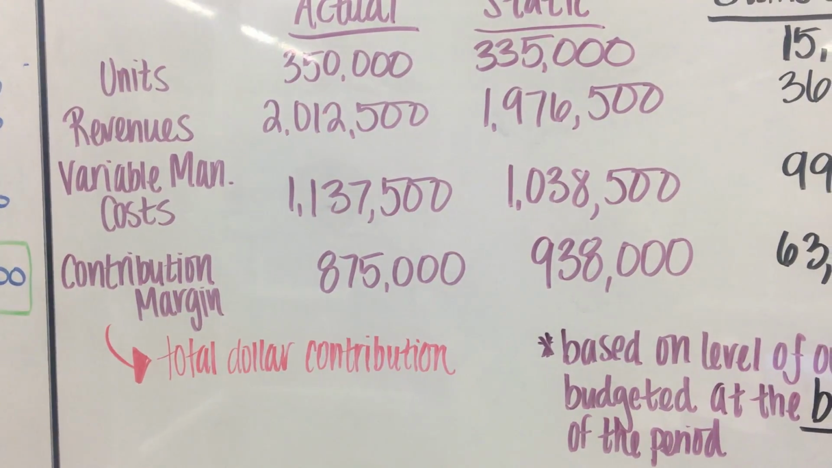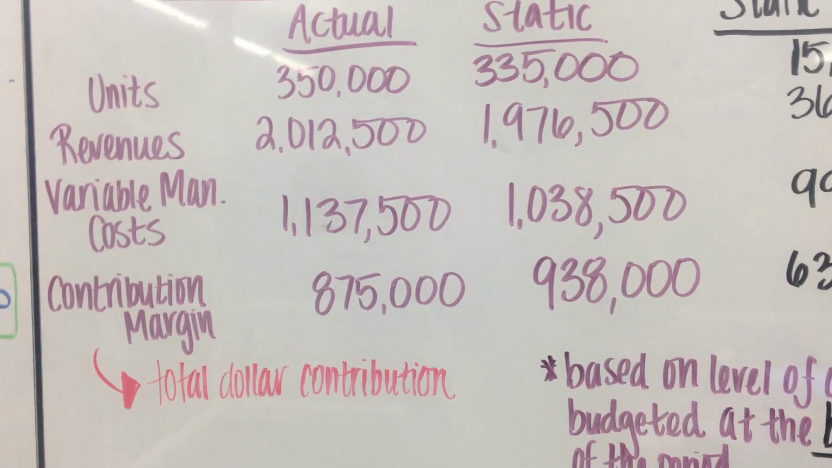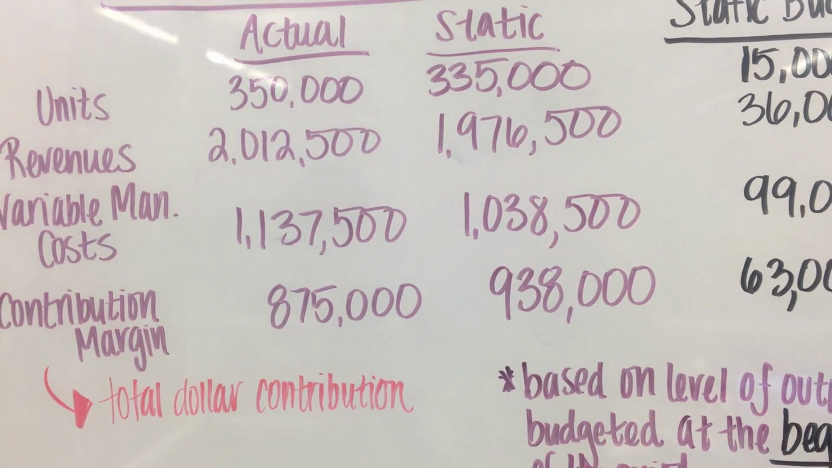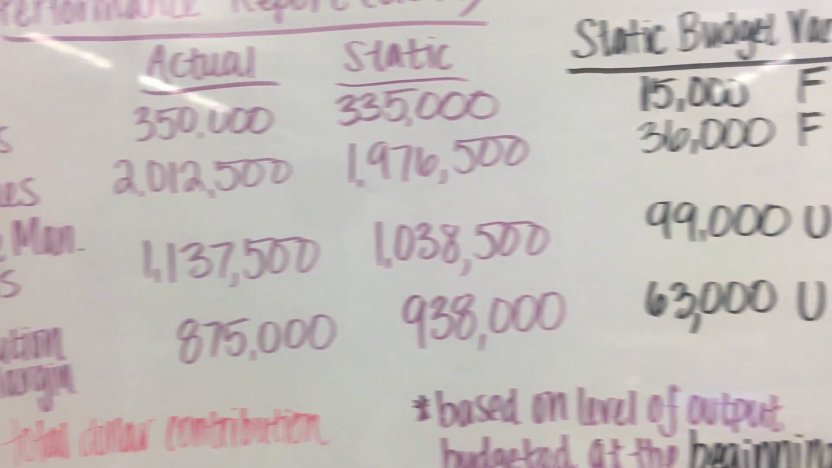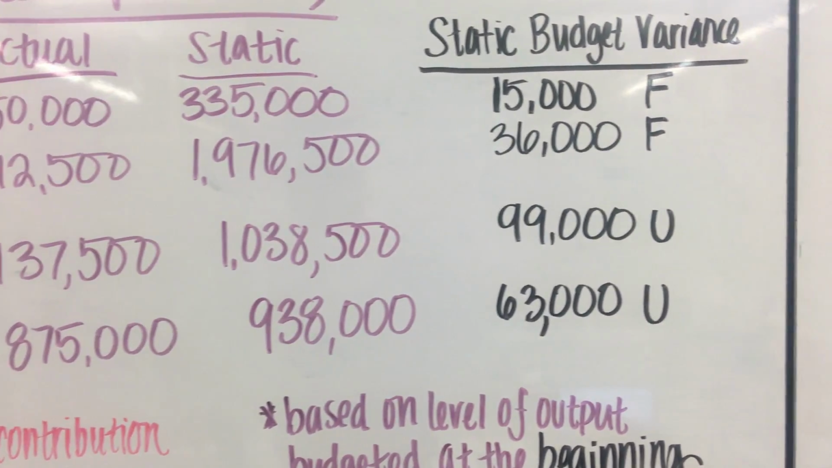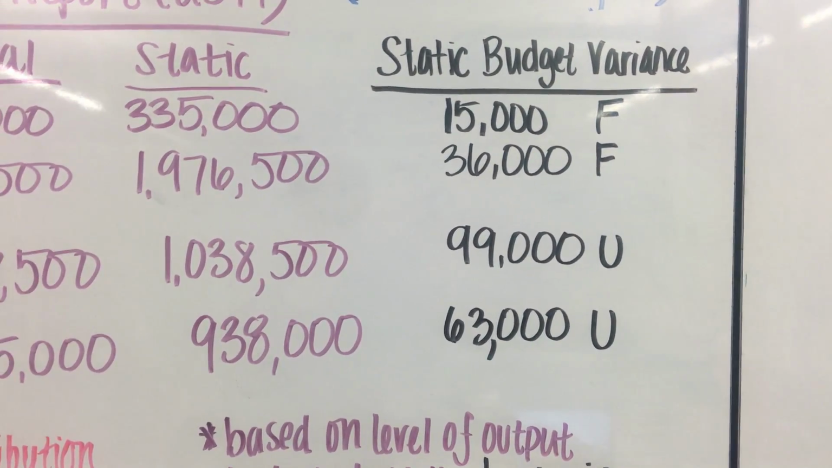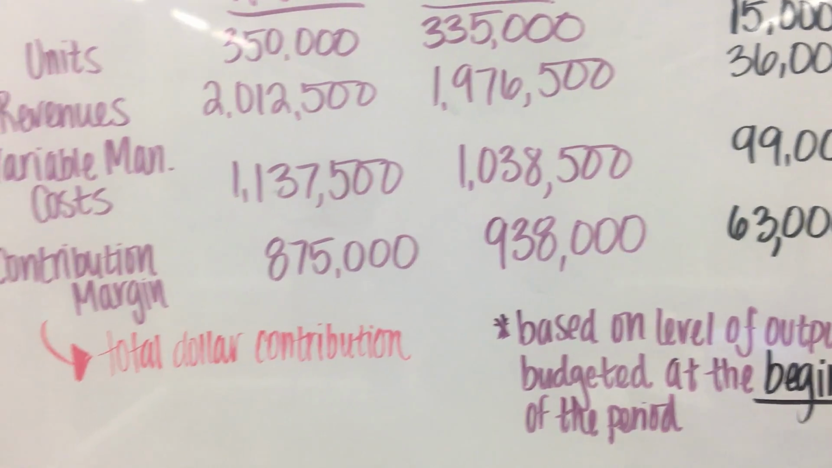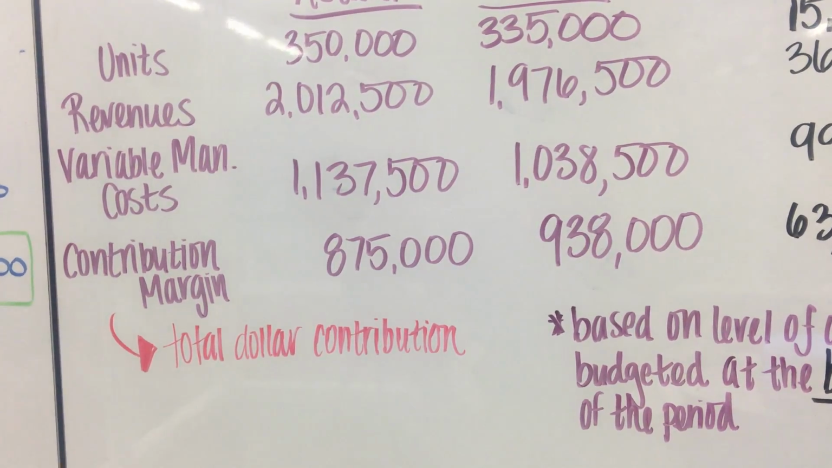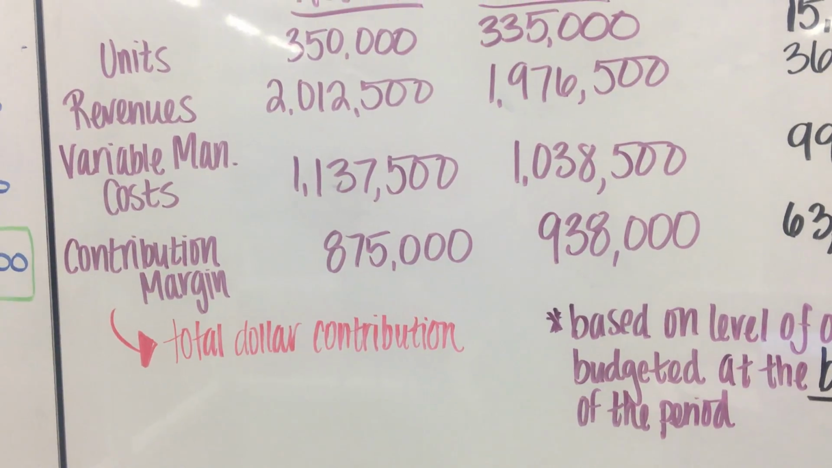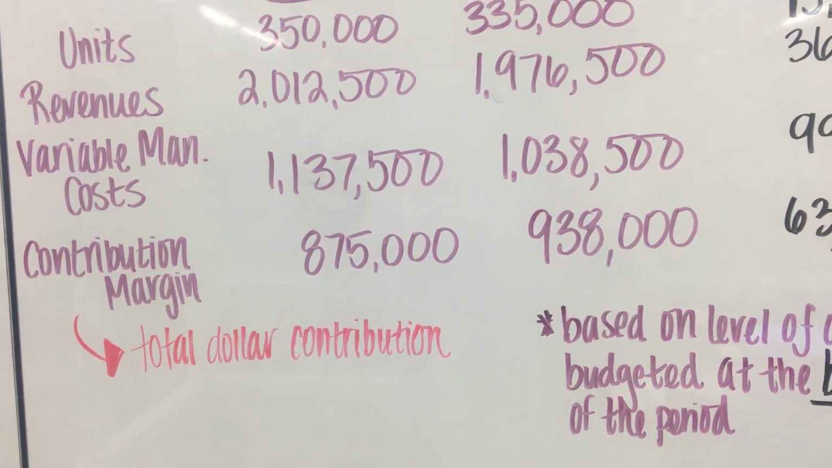Now, the same goes for our revenues. We had just over 2 million when we had only budgeted about 1.9 million. Again, that's more revenues, that's a favorable variance, and that's going to equal 36,000.